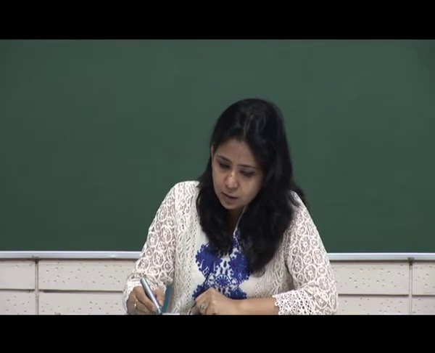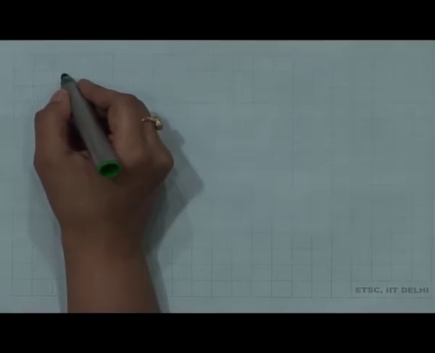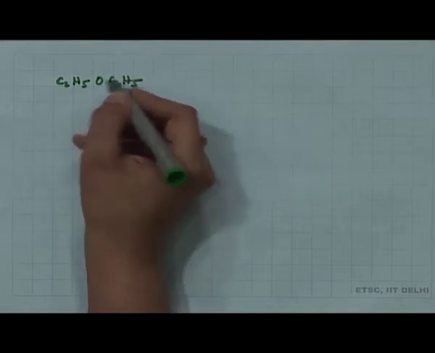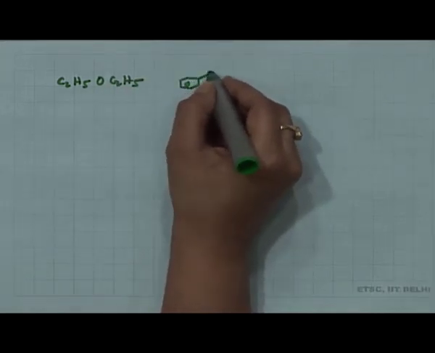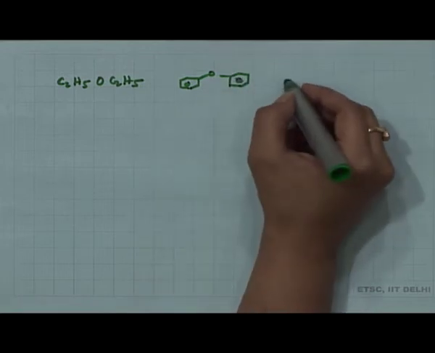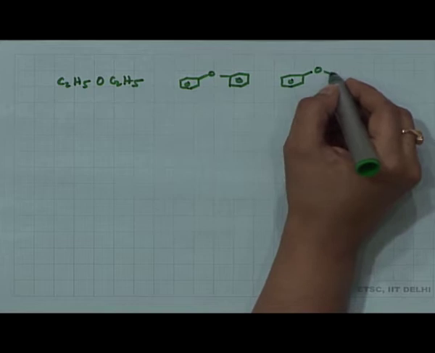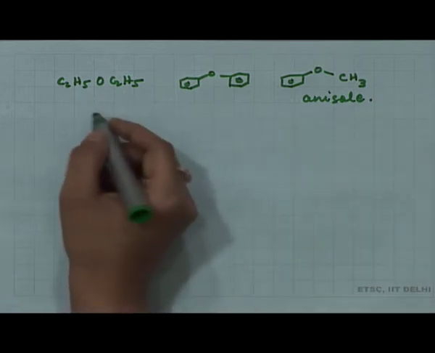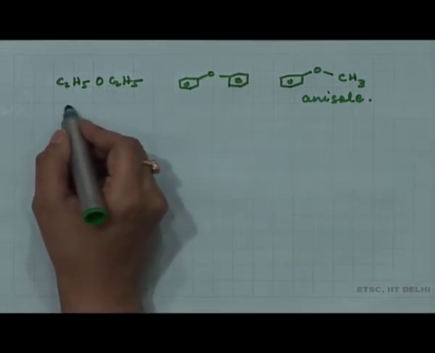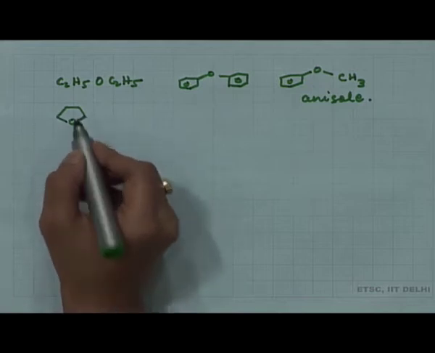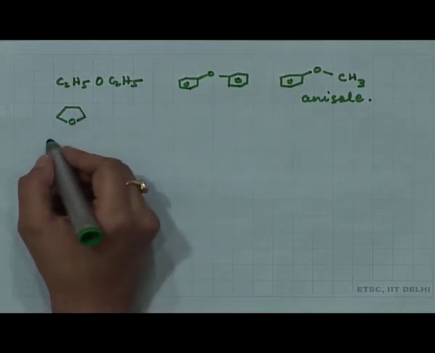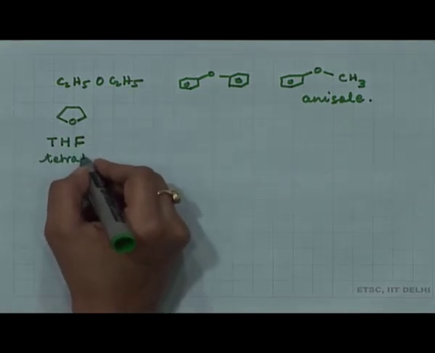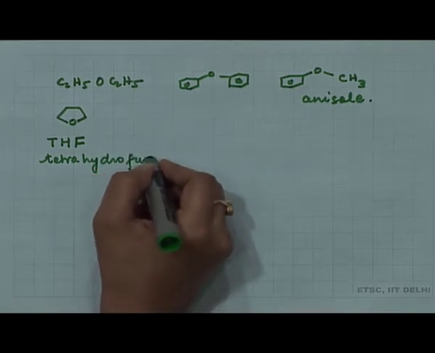Some examples of these ethers, as I was saying: you can have diethyl ether, which is all aliphatic, diphenyl ether, which has both phenyl groups, or methyl phenyl ether, which is called anisole. You can also have other aliphatic ethers in which the alkyl groups form a cyclic ring. For example, this cyclic ether is popularly called THF, tetrahydrofuran, which is used as a solvent in organic reactions.